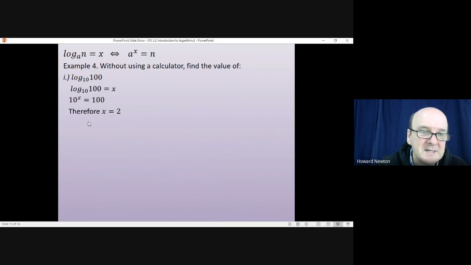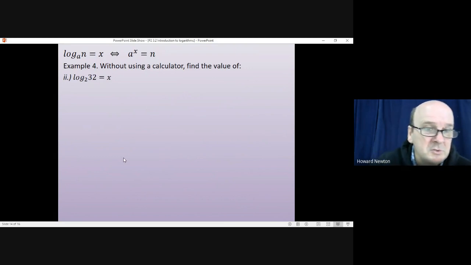And then you're just thinking, well, what power of 10 will give me 100 for the answer? Well, 10 squared is 100, so x must equal 2, and x is the value of log to the base 10 of 100. When we read that statement, and they say, what is the value of log to the base 10 of 100? You can just get straight there. 10 to the power of something is 100, and that's what the answer equals.